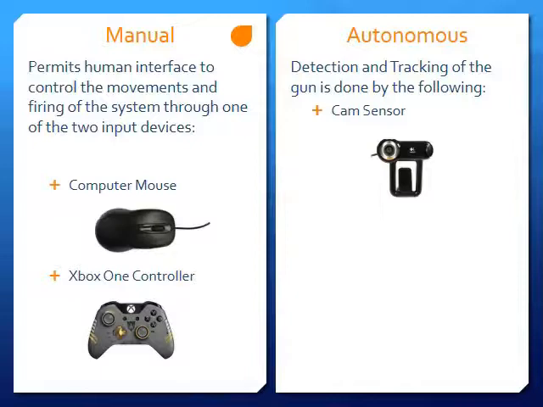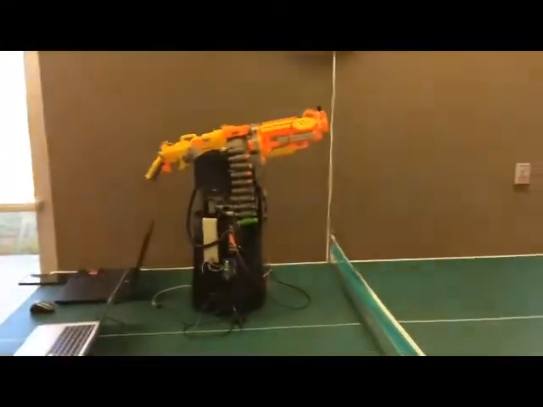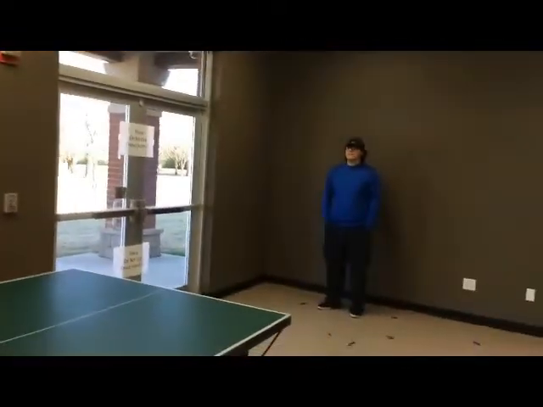When we set up the manual control, we were able to configure the system to accept inputs from either a computer mouse or an Xbox One controller. Under autonomous mode, all control is done after referencing the processed feed from the camera, which is acting as the sensor for the system. This is the manual mode operation.